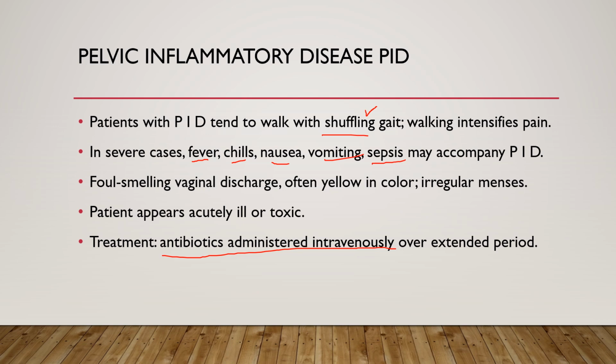They also may complain of a foul-smelling vaginal discharge. It can be yellow. And when they have PID, it often results in abnormal menses, or abnormal periods. And when you look at them, sometimes when they have PID, they appear acutely ill. They look sick.